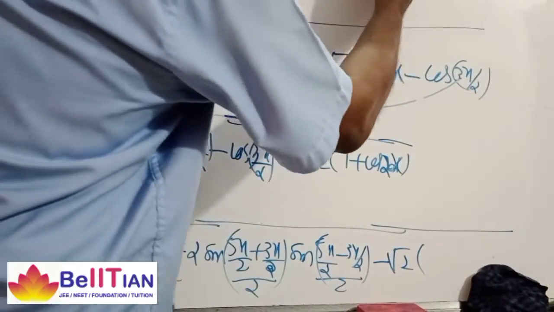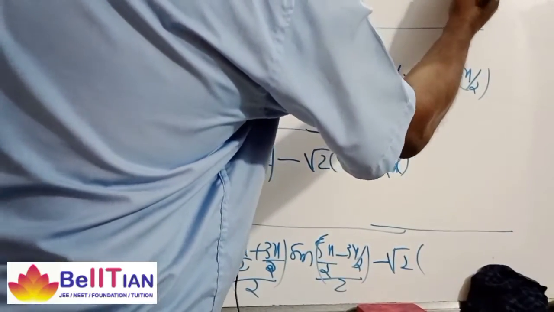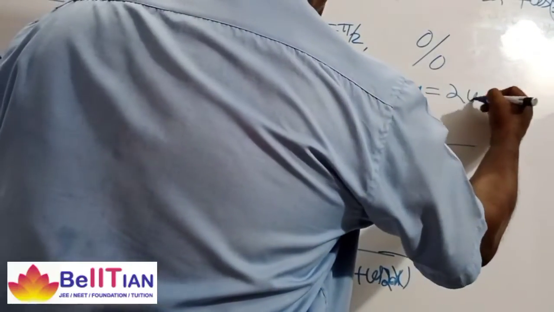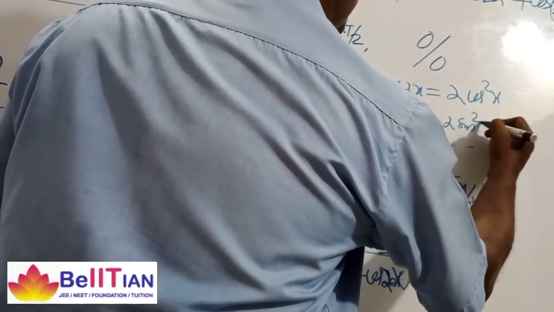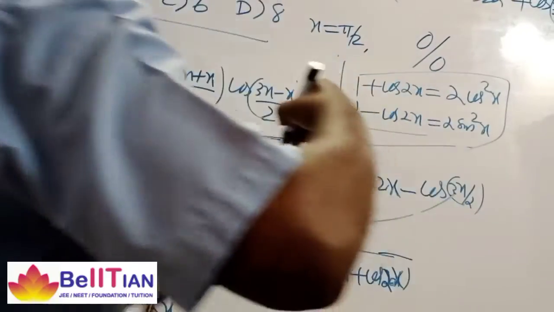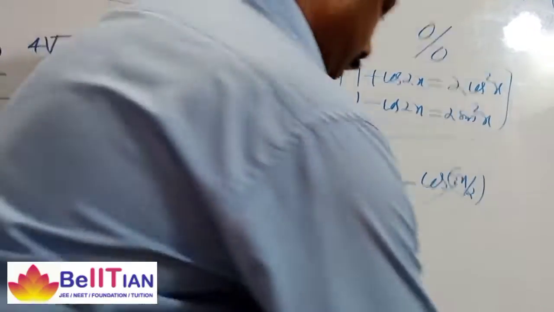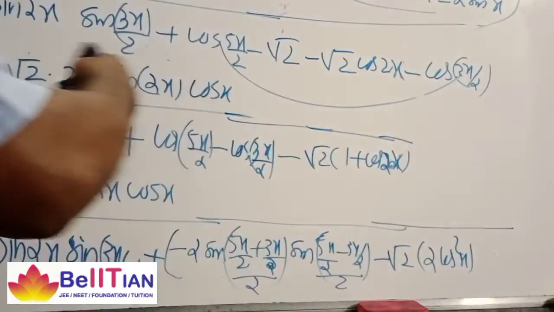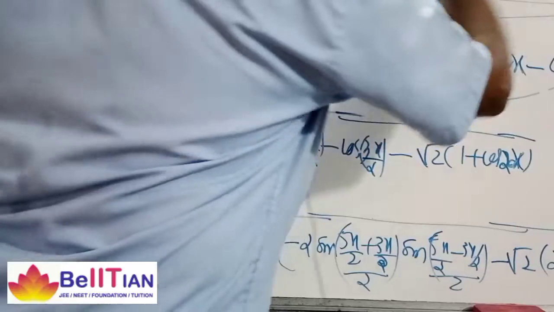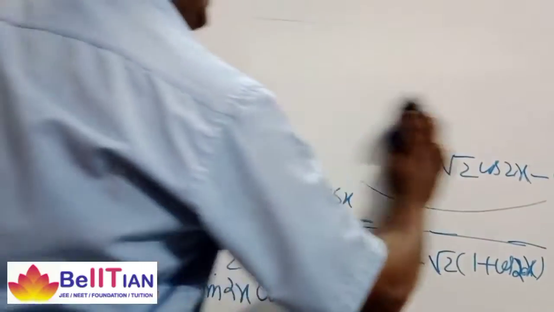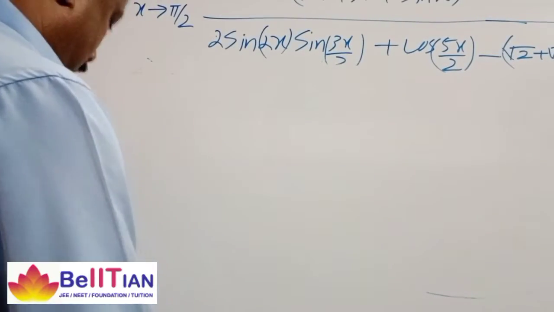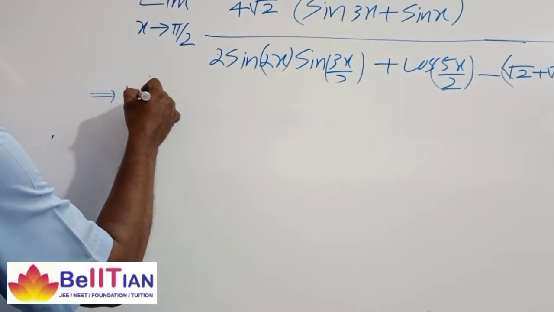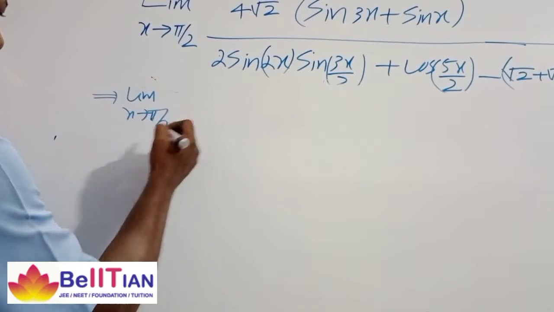Again, this goes to minus of root 2 into... So what is 1 plus cos 2x? 1 plus cos 2x is equal to 2 cos square x. Similarly, 1 minus cos 2x, you all know, is equal to 2 sine square x. So I now change this 1 plus cos 2x into 2 cos square x, 2 times cos square x. Now see, now I change this one.